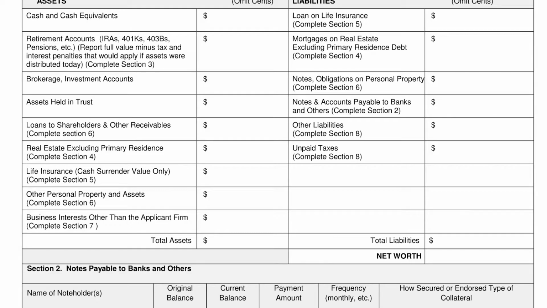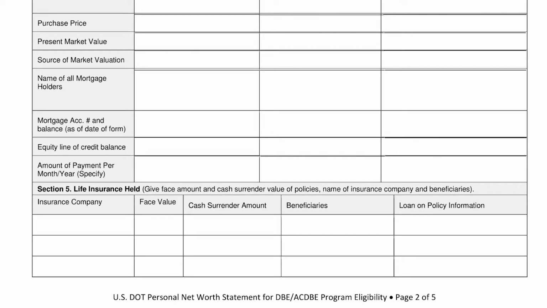Life insurance. On page 1, enter the cash surrender value of this asset. In Section 5 on page 2, enter the name of the insurance company, the face value of the policy, cash surrender value, beneficiary names, and loans on the policy.